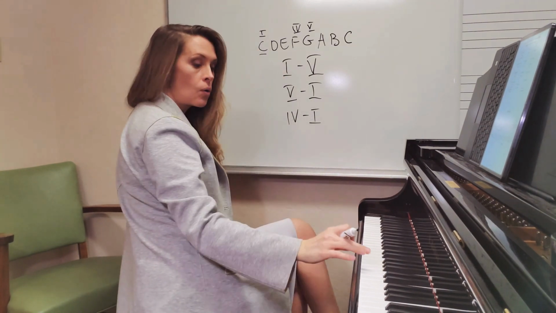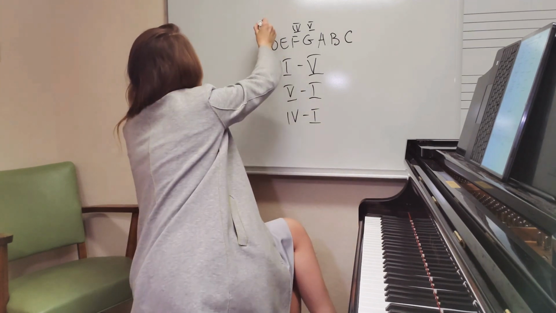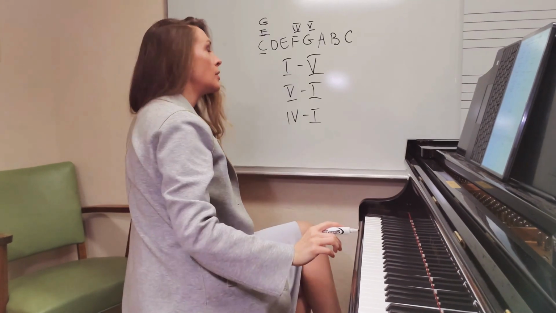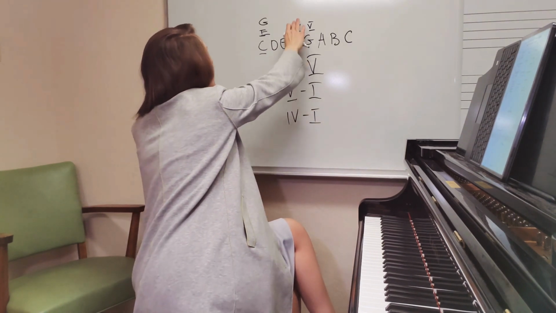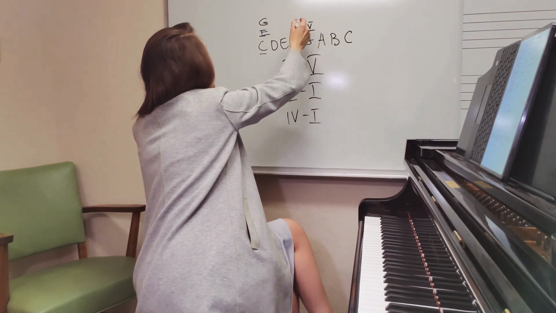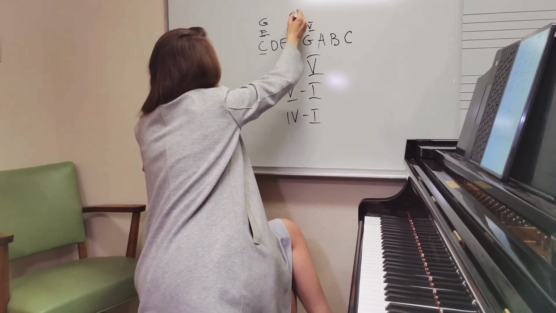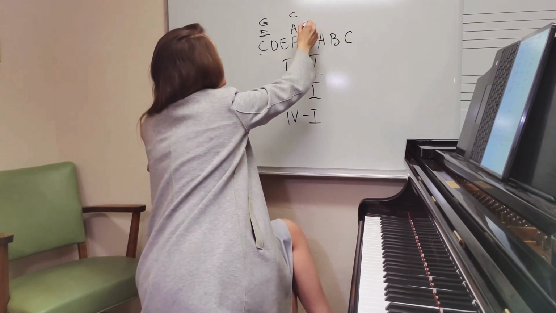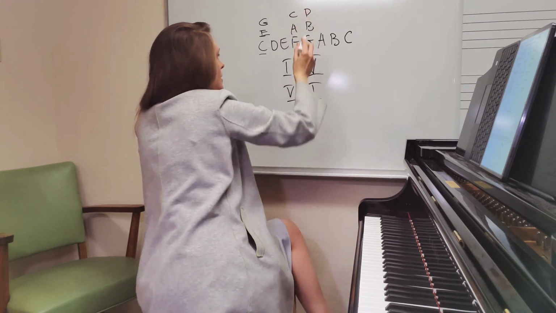So let's build a chord based on C. It's C, E, and G. If you build a chord based on F, it's going to be F, A, and C. If you build a chord on G, it's going to be G, B, and D.